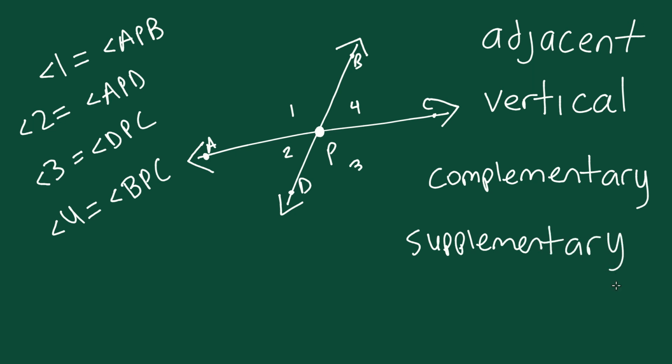Supplementary angles add up to 180 degrees when you add them. In this sample, all of the adjacent angles are also supplementary. For example, if you added angle 1 and angle 2, they form a straight line. Angles 1 and 2 are supplementary.